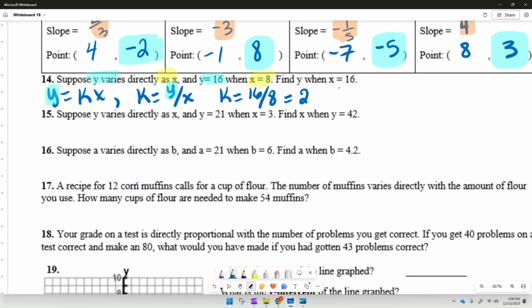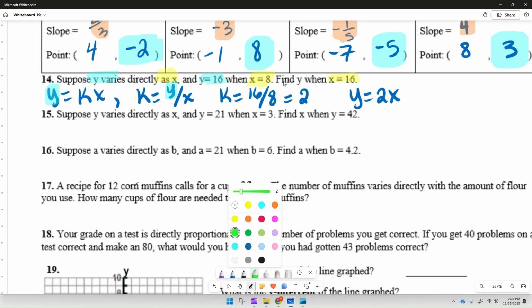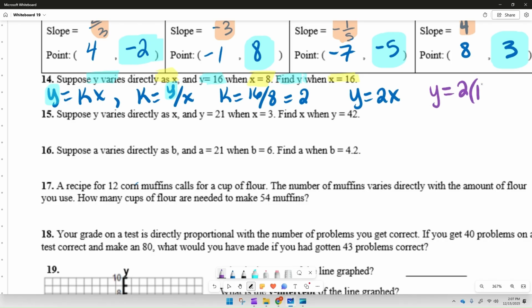So now writing an equation, just like we did, y is equal to kx, that's going to become y is equal to 2x. All right, now let's answer the question that it's asking us. It gives us x is equal to 16. It wants us to find the y value. We don't know what the y value is when x is equal to 16. So y is going to be equal to 2 times our x value of 16. So y is equal to 16 times 2, which is going to give me 32. It's that straightforward and simple.